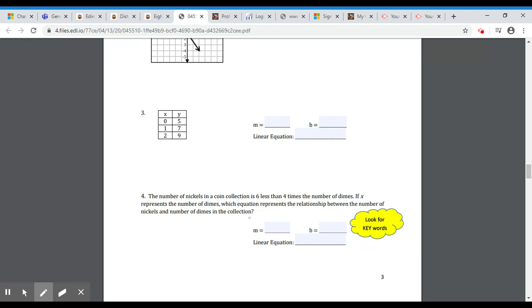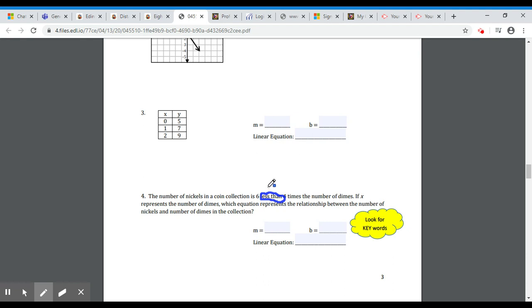Now let's go back and reread it, but let's do it one sentence at a time, and then try to identify keywords. These are keywords that we're going to piggyback from week 1. So we need to remember week 1, and if you don't, you can always go back and look at your vocabulary words. The number of nickels in a coin collection is 6 less than. That's a keyword. Now, less than means to what?